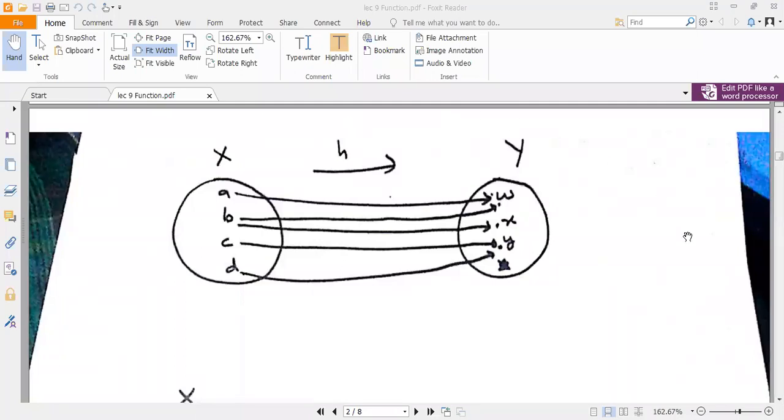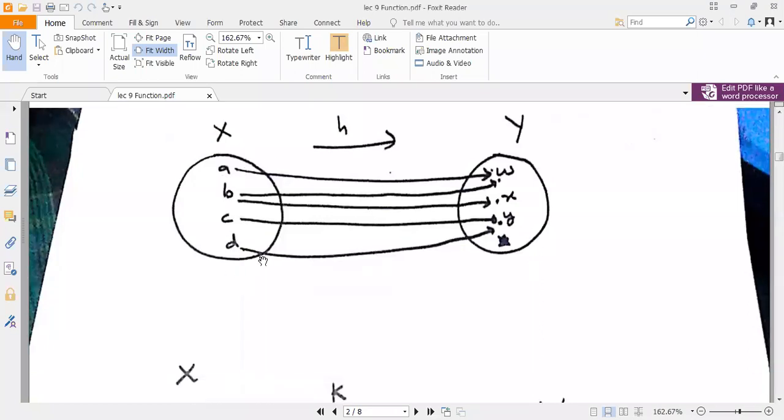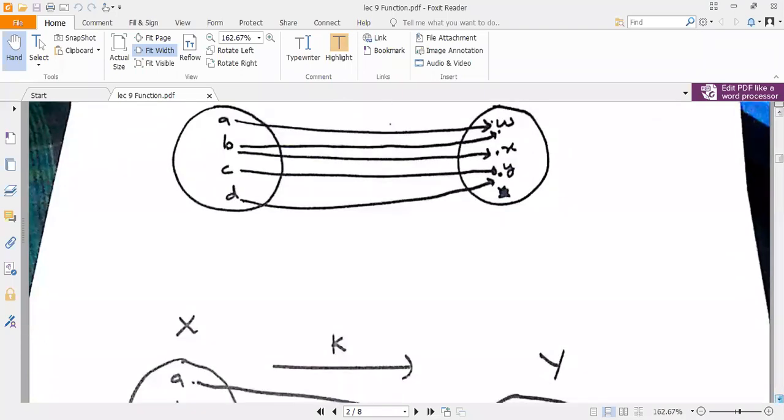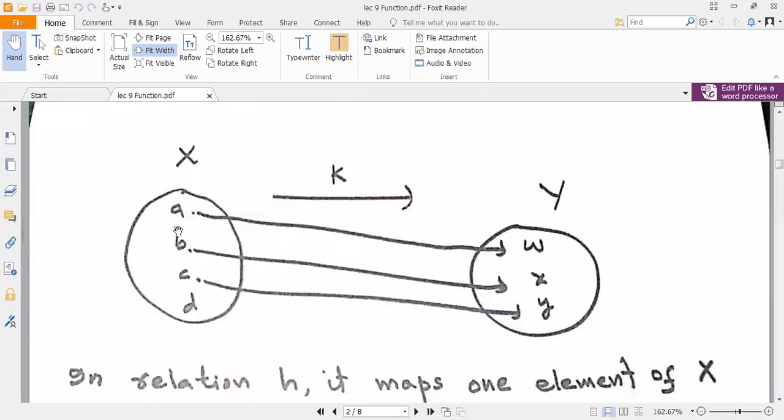What is the condition for function? Every element of X has images. Yes, this is true, A, B, C. But every element of X must have a unique image. B has not a unique image. That's why H is not a function. Again check K. In K, A is mapping to W, B mapping to X, C mapping to Y. But here is one element D in X which has no image. But there is a condition, every element of X must have an image, and the image must be unique. So K is also not a function, but it is a simple relation.